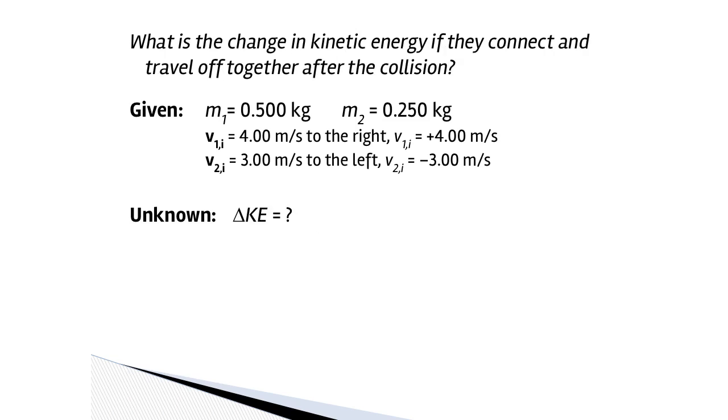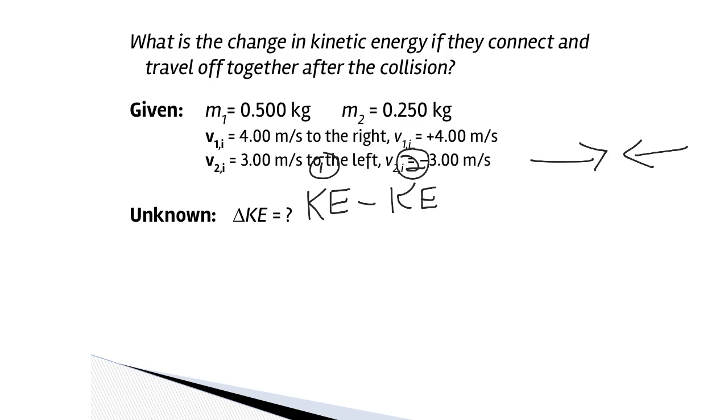What is the change in kinetic energy if they connect and travel off together after the collision? So the change in kinetic energy will equal kinetic energy of ball 1 initially minus the kinetic energy of ball 2 initially, because one is going to the right and one is going to the left. And so they're going to need to be subtracted. This difference in the kinetic energy will give us the final kinetic energy of the system.